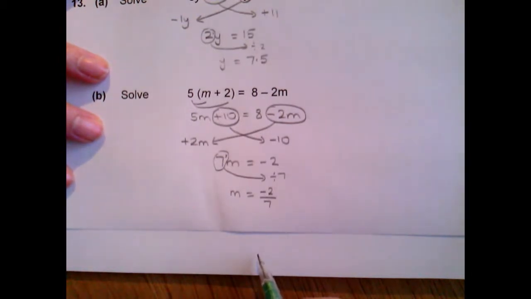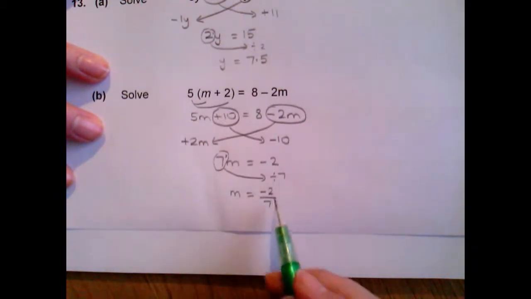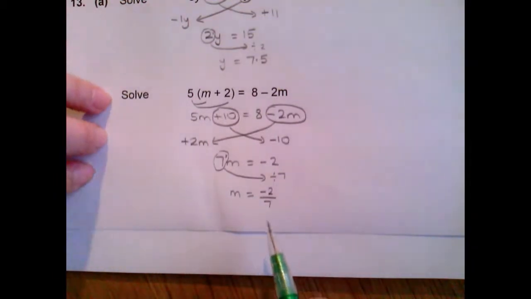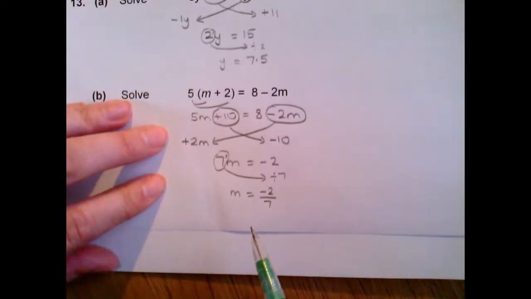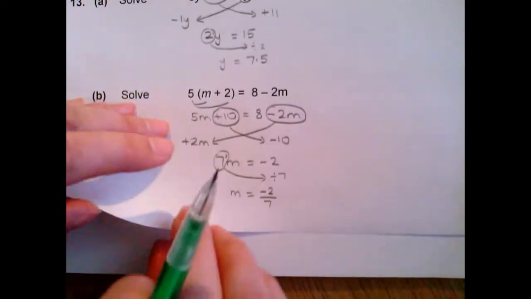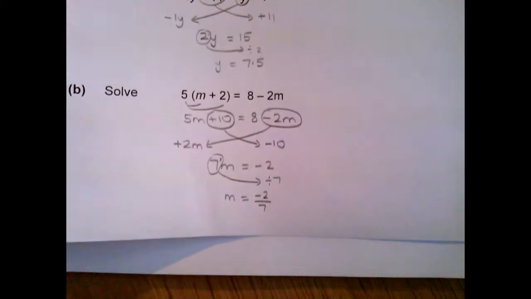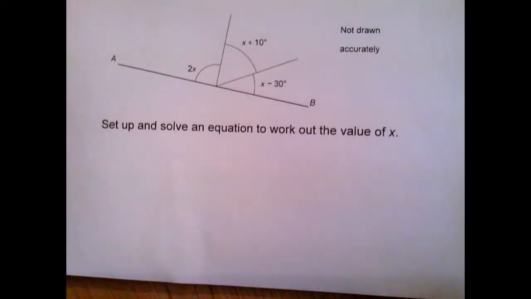If you've got a calculator, yes, you could type it in and get your answer, but it won't make any difference. They'll accept just the minus 2 over 7, unless they specifically ask for you to give your answer as a decimal or something. It's fine for you to leave it as a fraction. Okay, I've got a few more solving questions, but they're a wee bit trickier.